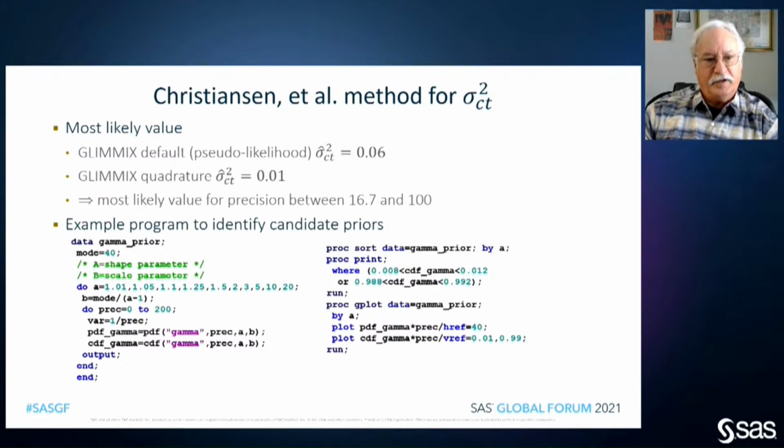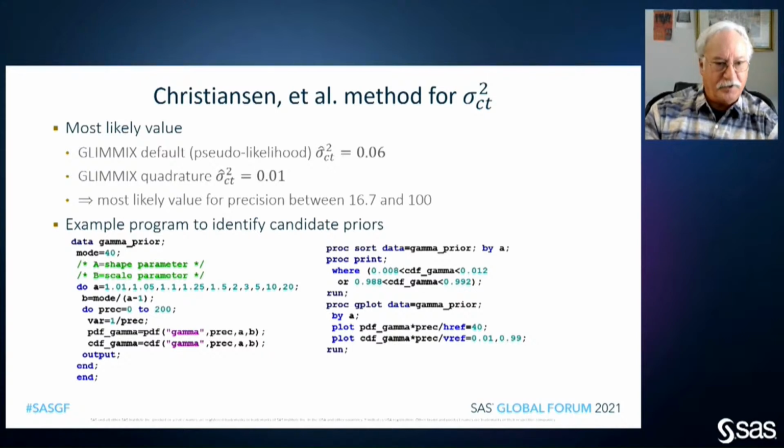I've used the GLIMMIX estimates. If you use pseudo likelihood, you actually get an estimate of 0.06. And for quadrature, you get an estimate of about 0.01. So that translates to precisions between about 17 and 100. So I went in between there and specified a mode of 40. And then I did a search with different possible values of the shape parameter, solved for the mode.